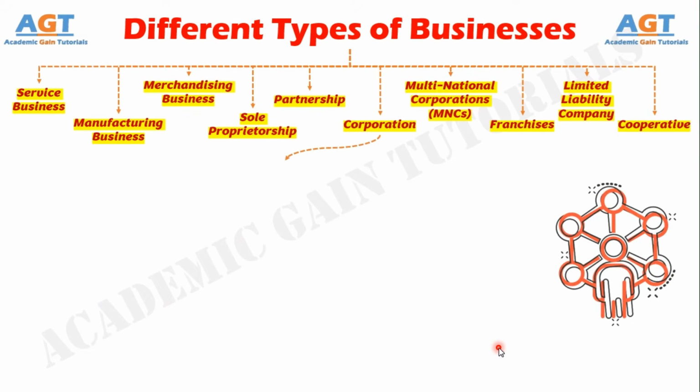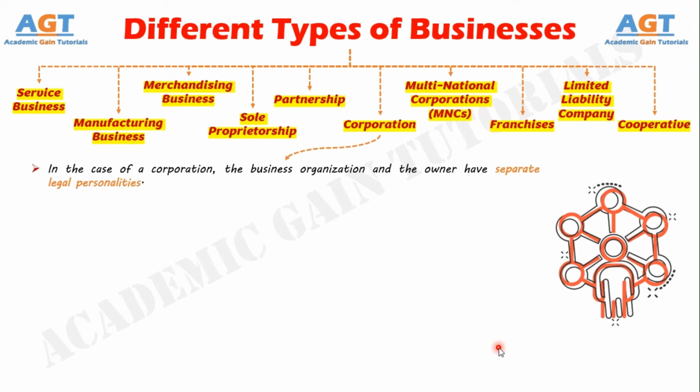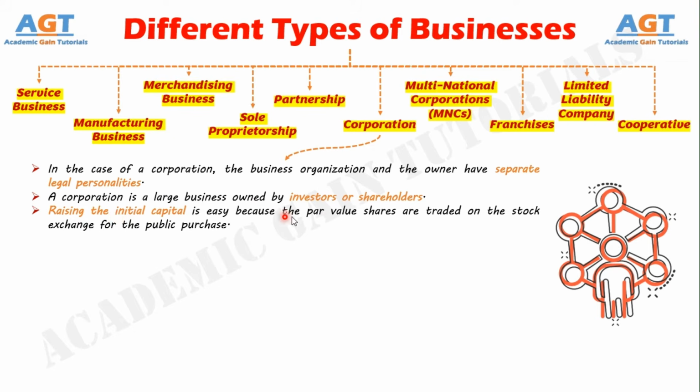Number 6. Corporation business. In the case of a corporation, the business organization and the owner have separate legal personalities. A corporation is a large business owned by investors or shareholders. Raising the initial capital is easy because the par value shares are traded on the stock exchange for public purchase. The owners bear limited liability and are limitedly involved in the company's activities.